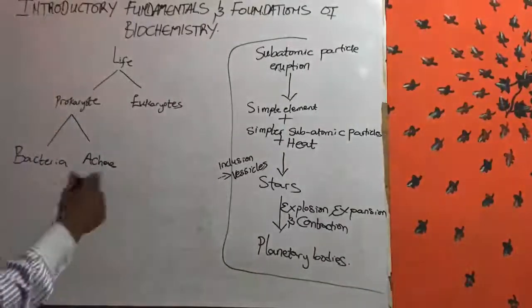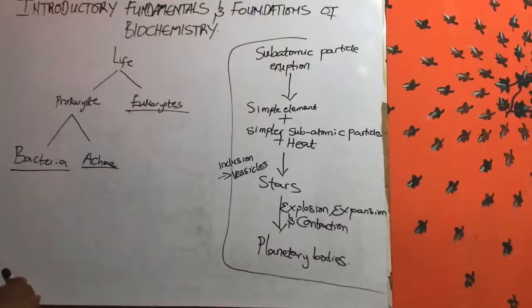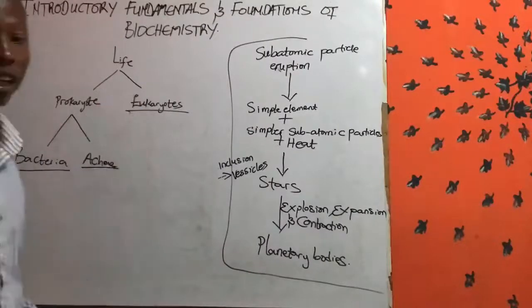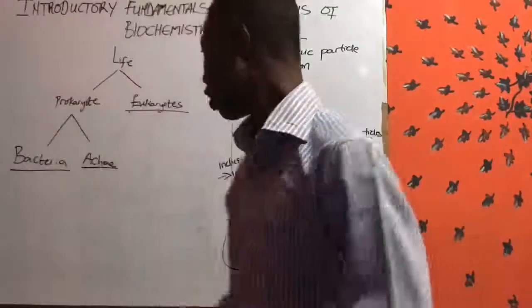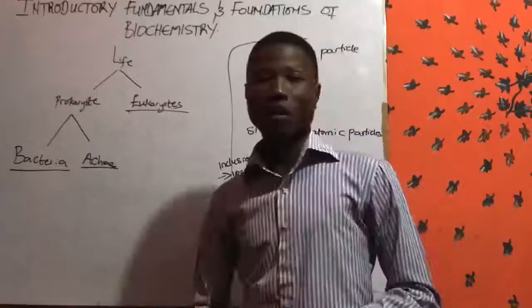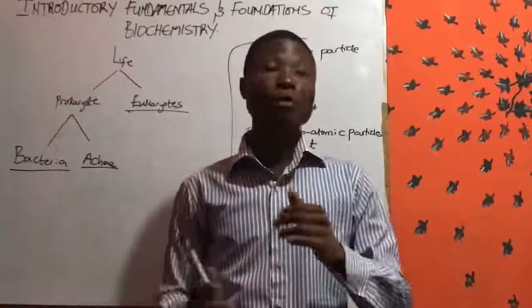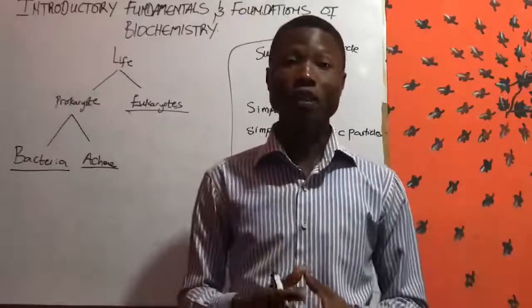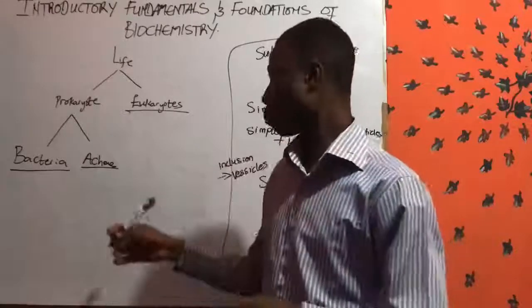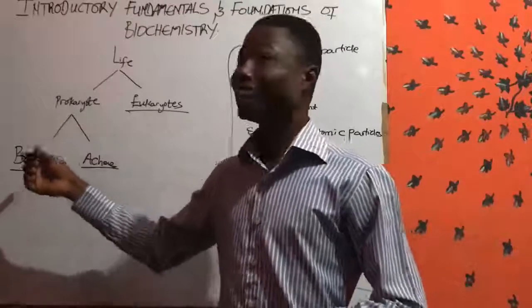So these 3 are the 3 domains of life. You have your bacteria, you have the archaea, and you have the eukaryotes. Now let's look at what these 3 are. Like I said earlier on, bacteria are the simplest form of life. They are prokaryotic. They don't have a definite nucleus. That's the main thing that characterizes them. They lack a definite nucleus.